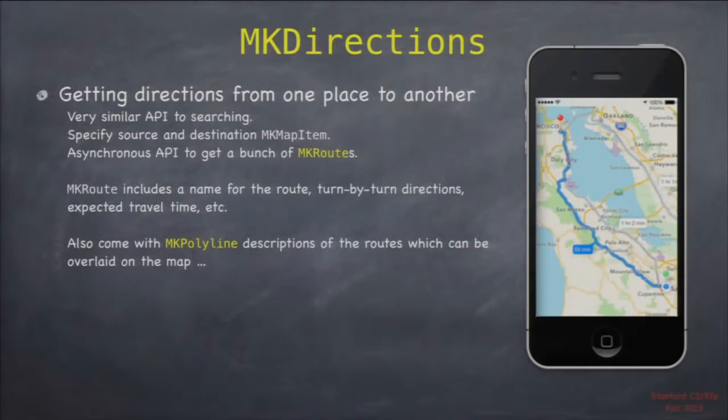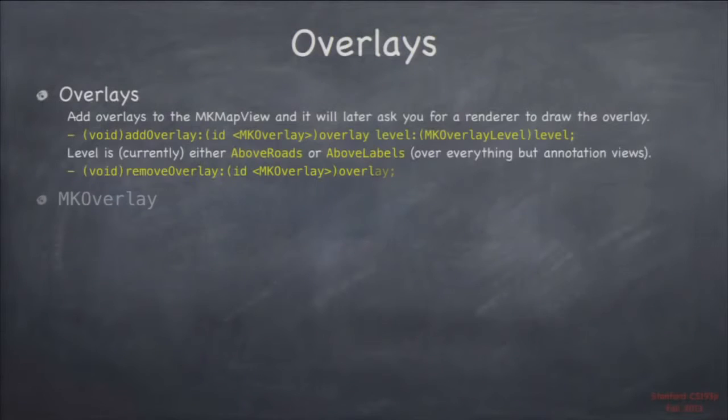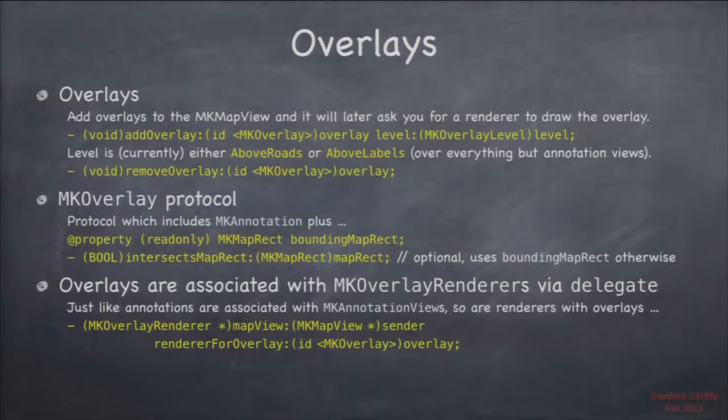But it does beg the question, if I got a polyline in hand, how do I put it on the map? How do I draw it on the map? And the answer is, we draw on the map using overlays. Okay? So overlays are essentially descriptions of some shape that you want to draw on the map. So a polyline would be one, but you can also do circles, you know, arbitrary polygons, things like that. And the way this mechanism works is you create this shape, like an MKPolyline. You add an overlay. You see that add overlay? The level there is whether it's above the roads or just above the labels, which is kind of on top of everything in the map.